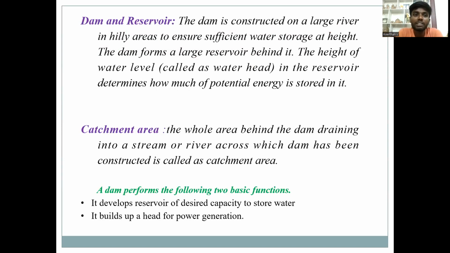Dam and reservoir: a dam is built across a large river in hilly areas to ensure sufficient water storage at height. The dam forms a large reservoir behind it. The height of the water level in the reservoir, which is called the water head, determines how much potential energy is stored in it. Then comes the catchment area: the whole area behind the dam draining into a stream or river across which the dam has been constructed is called the catchment area.